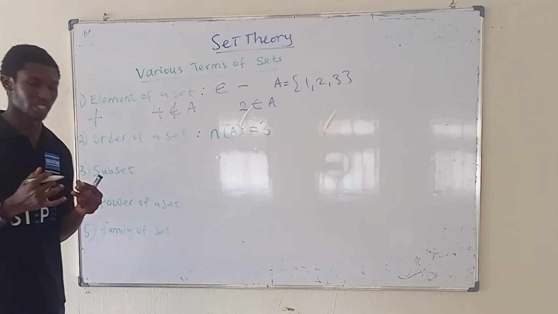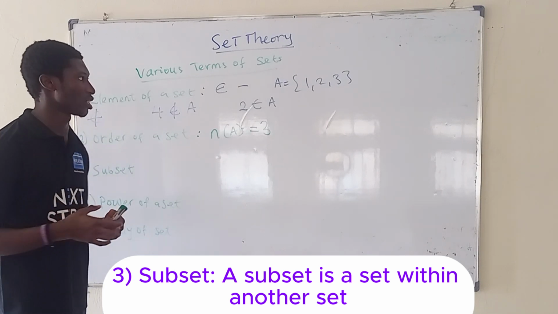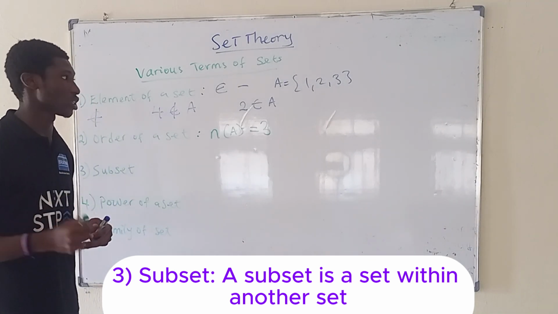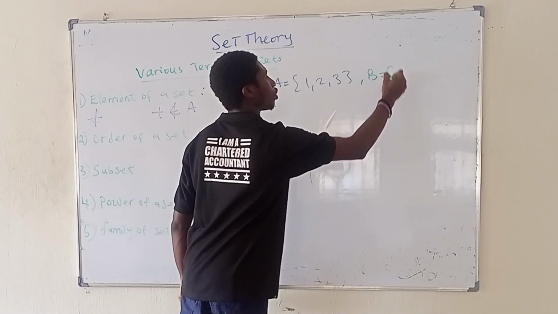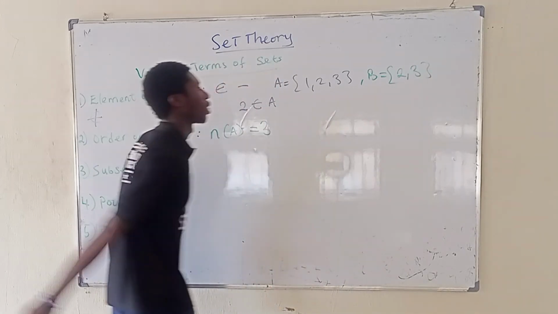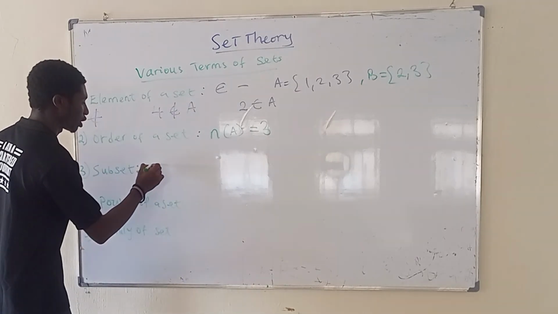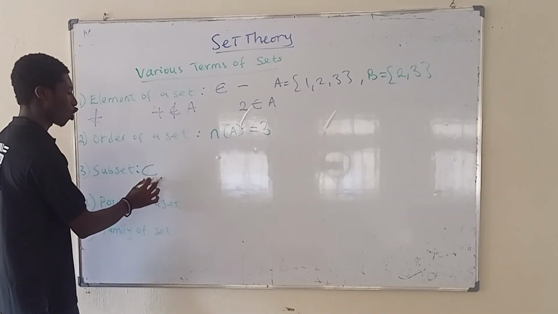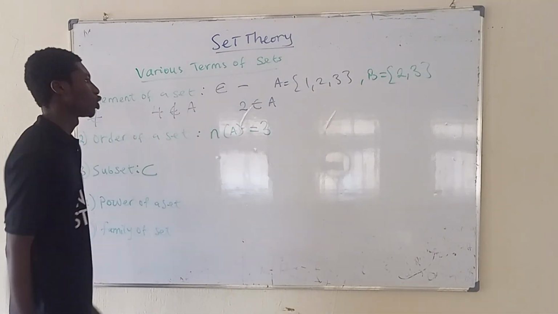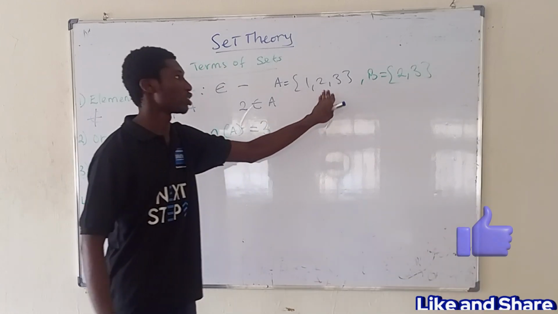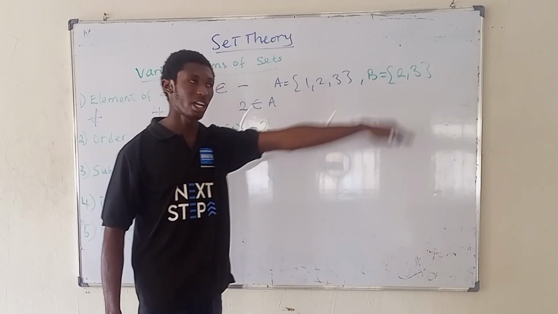Now we have subsets. A set within another set is called a subset. For example, if I have a set A and another set B equals {2, 3}, we can say B is represented by this symbol, like this. This is called your proper subset. We'll get into that, but let me explain this. You can see that B is also equal to A because A has 2 and 3. B also has 2 and 3.